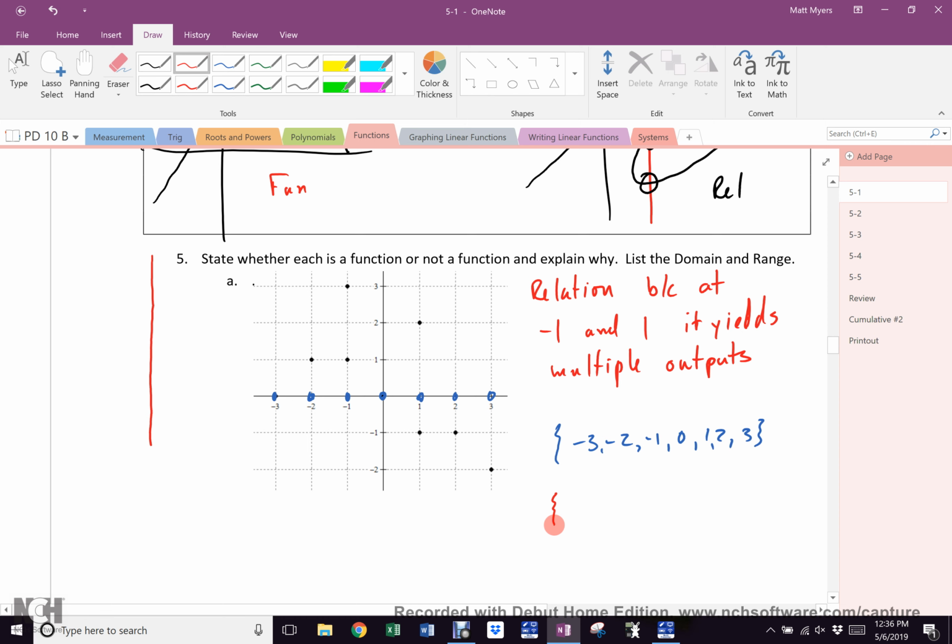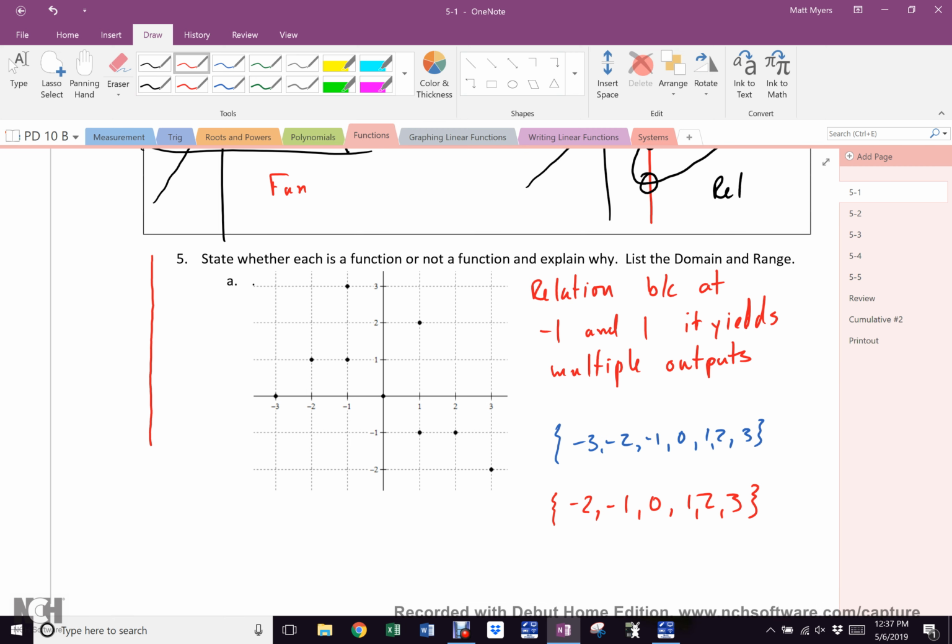Okay, what's the range? Where do I look for the range? Only on the y values. So what's the smallest y value? Negative 2. What's next? Negative 1. What's next? 0. What's next? So it goes from negative 2, negative 1, 0, 1, 2, 3. Now please notice I have 6 domain values, 6 range values. Agreed? But I have significantly more than that in points on the graph. Yes? Right?